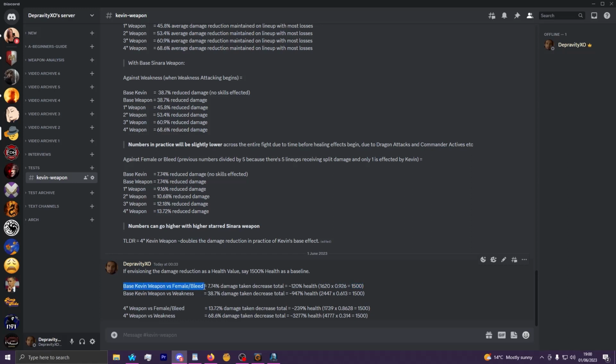So this is your worst case scenario for Kevin, of course, is you're against female or bleed. You have no synergy counter at all. Even in that scenario here with base scenario weapon, that would be providing you effectively about 120% health through that damage reduction, which as a worst case isn't that bad, particularly when if you go to four star weapon, it goes to about 240% health.